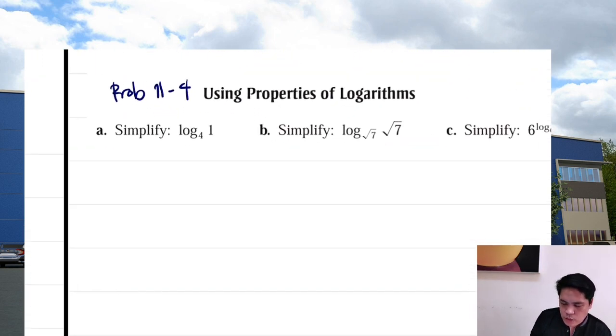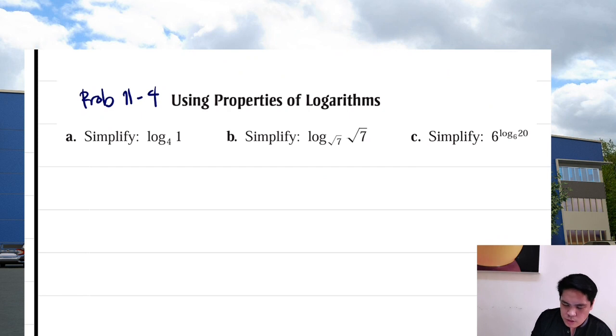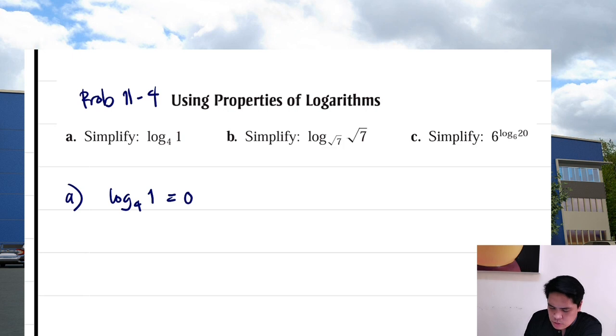Using properties of logarithm, again, we need to simplify these logarithms. So, since familiar tayo sa mga properties, wala nang problema. For letter A, logarithm of 1 to the base 4. So, the logarithm of 1 to any base is just equal to 0, di ba? So, for letter A, that is simply 0. So, isulat mo na lang, logarithm of 1 to any base, in this case, base 4, that's just 0. Letter B, how do we simplify the logarithm of square root of 7 over, so, napakadali.